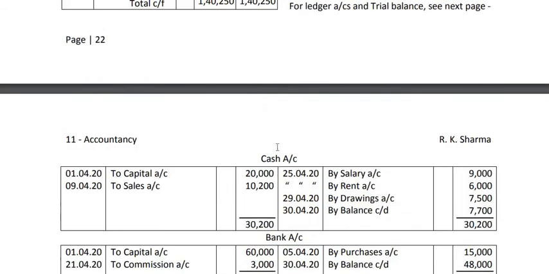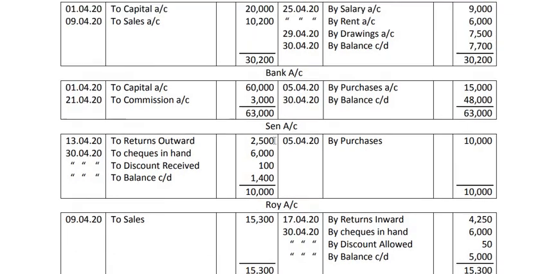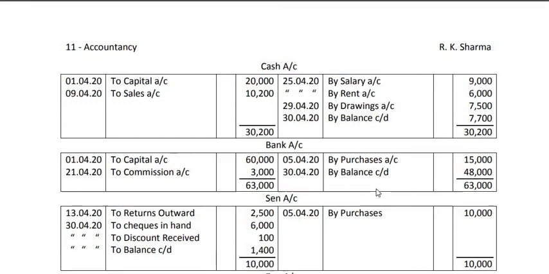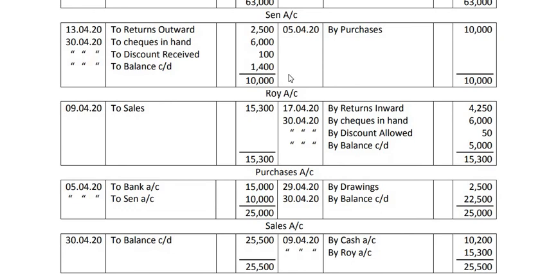In the trial balance, we will take these balances. From the cash account, we will take this balance on the debit side. So this is the debit balance of the cash account. This is the debit balance of the bank account. This is a credit balance of the Sen account. This is the debit balance of the raw account. This is the debit balance of the purchase account.